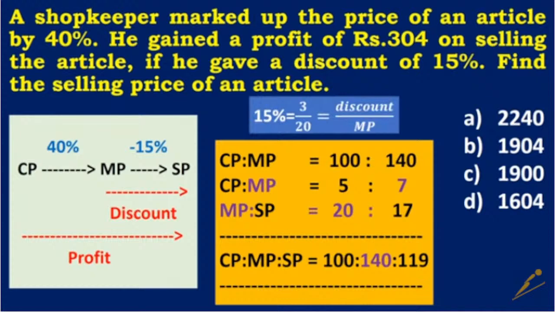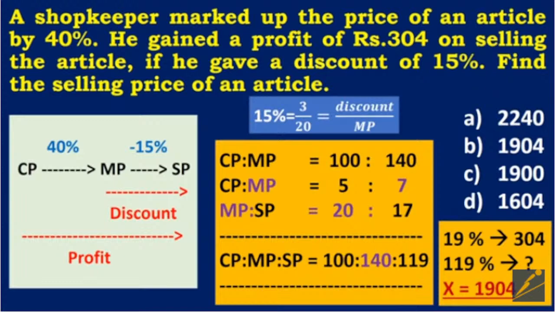The selling price may be determined by taking the marked price minus the discount, which is 20 minus 3, or 17. CP, MP, SP equals 100, 140, 119. This indicates that for every 100 units of cost price, there are 140 units of marked price, and 119 units of the selling price. The cost price is 100 and the selling price is 119%, resulting in a 19% profit.